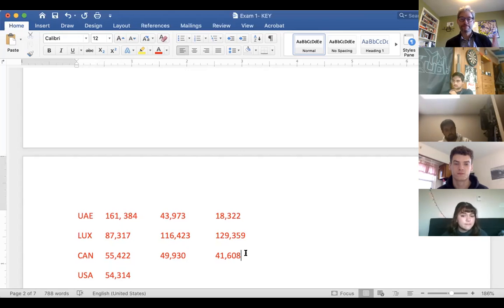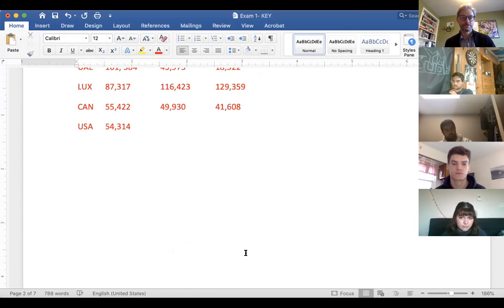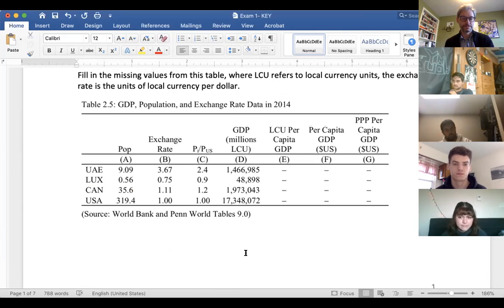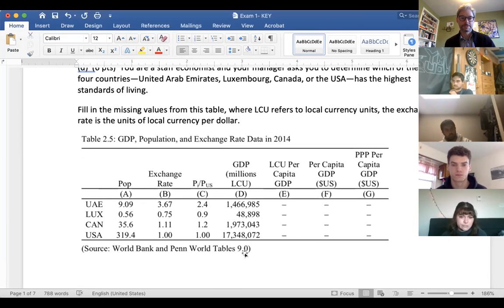So basically you have to divide by the exchange rate and then divide by the price level difference to get the purchasing power parity exchange rate per capita GDP, right? That's a mouthful. So we did this in class, and this is really asking you to do this same example, but for these countries.